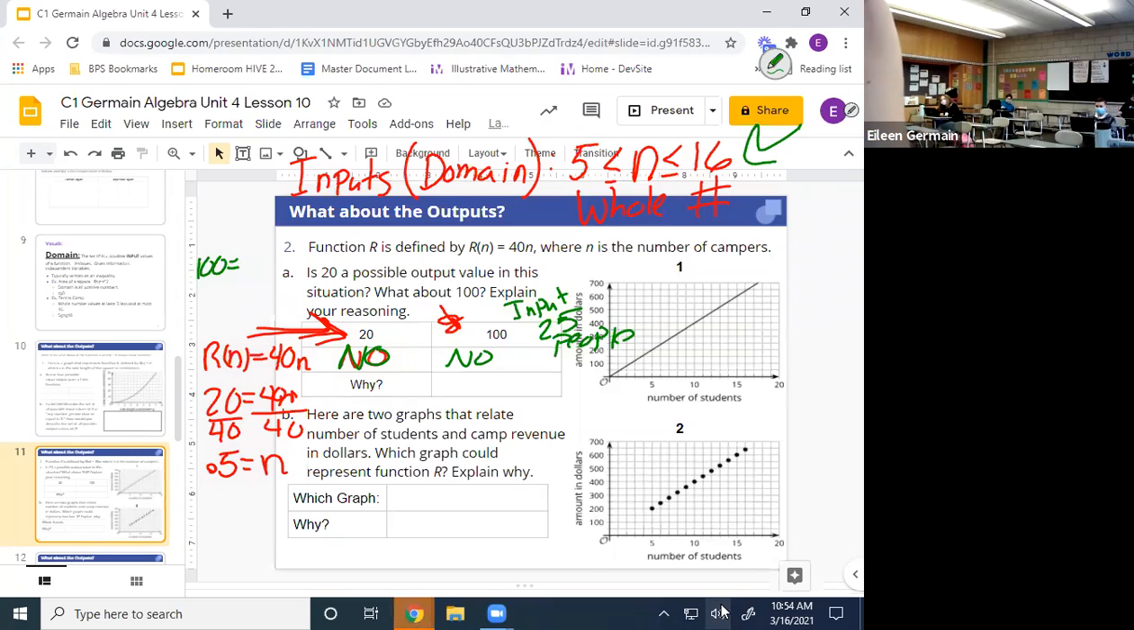Okay, here are 2 graphs that relate the number of students and camp revenue in dollars. Which graph could represent function R? I'm going to add a modifier to that. Which one best represents function R? Kyle, Kelly, which one are you thinking? The B or number 2? Sadie, what were you thinking? Max, what were you thinking? 2. Junior, which one were you thinking? Okay. Junior, why were you thinking number 2?